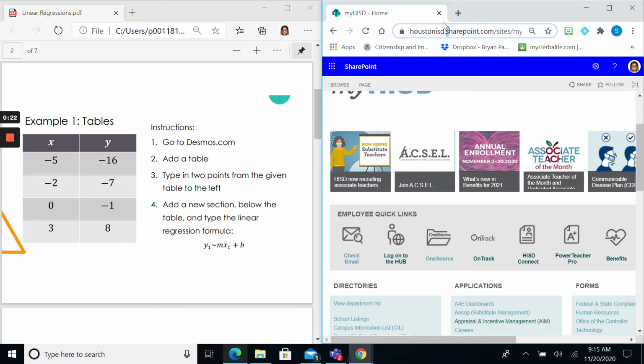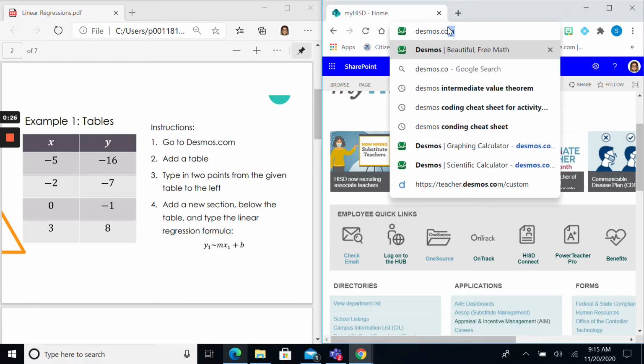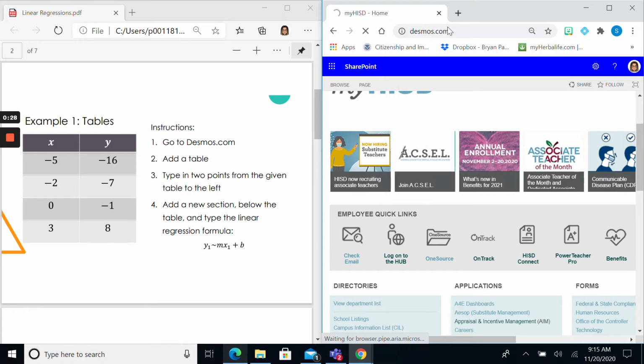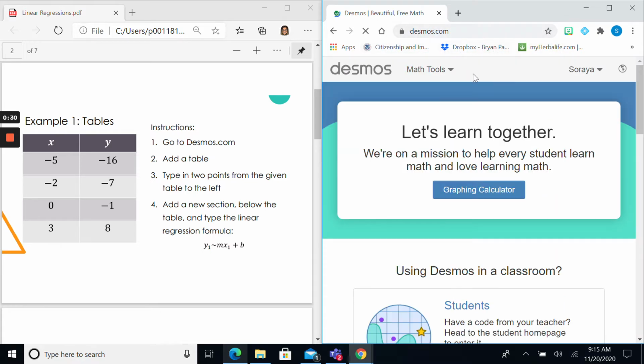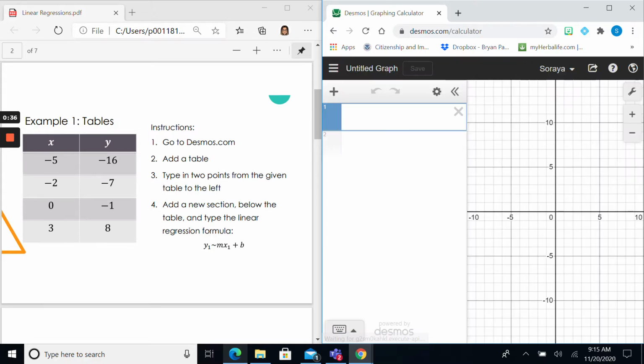And the first thing you want to do is go ahead and open up Desmos on your browser. So you can do desmos.com. That'll take you to this page right here. You want to click on Graphing Calculator. When you get here, the second step is to add a table. And we're going to do that by clicking this plus sign right here.